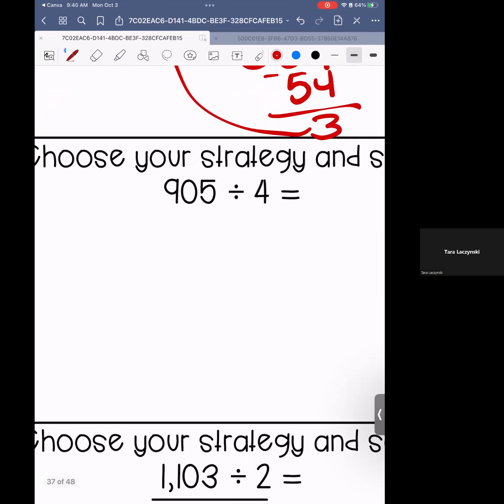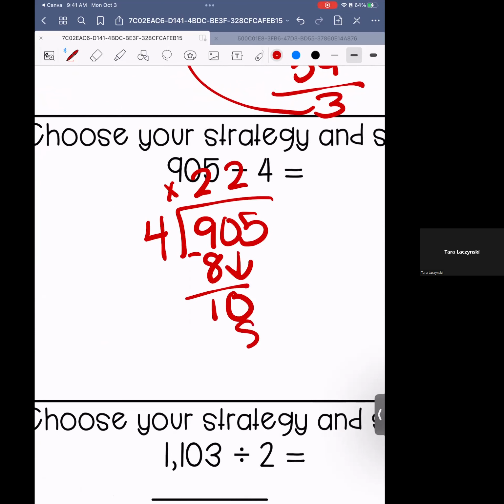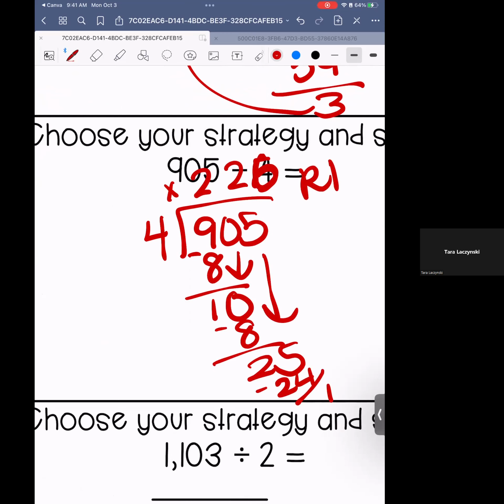All right, moving down to 905 divided by 4. 4 goes into 9 2 times. 2 times 4 is 8. Bring down our 0. 4 goes into 10 2 times. 2 times 4 is 8. Bring down our 5. 4 goes into 25 5 times. I'm sorry, it goes in 6 times. We can get one more. 6 times 4 is 24. Leaves us with a remainder of 1. 226, remainder 1.